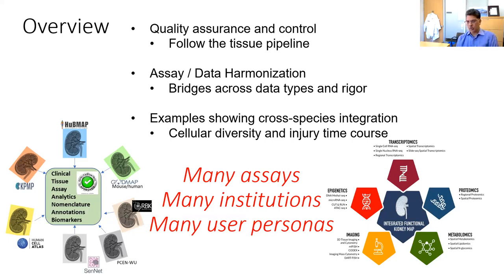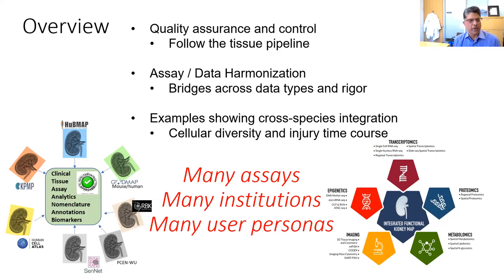One is quality assurance and control, giving an example of the follow-the-tissue pipeline. The second is assay data harmonization, and particularly how that helps us make bridges across different types of data and rigorous experimental results. And the third is showing you an example of how, by establishing this process, we are able to derive critical insights from cross-species integration for cellular diversity and time courses.